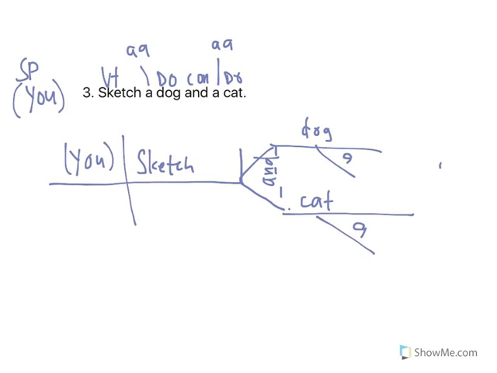So is this a simple, complex, or compound sentence? This is, of course, going to be a simple sentence because there's only one independent clause here. Even though there is a compound direct object, we still just have one independent clause. It's still a simple sentence. And this is going to be an imperative sentence because it is a command.